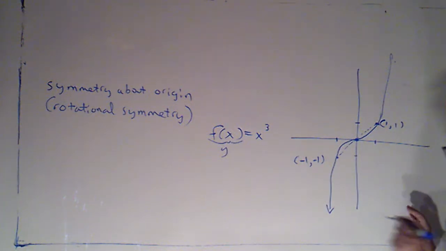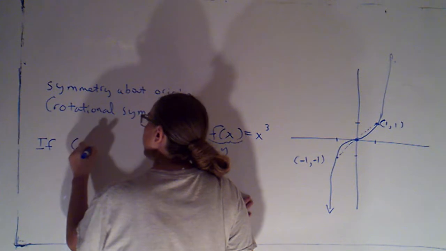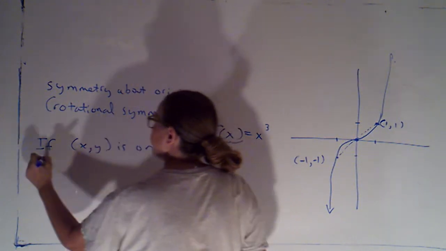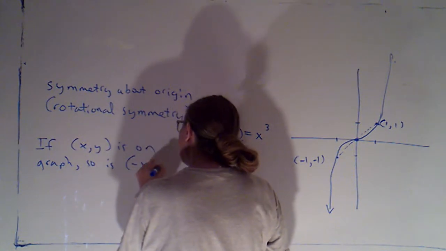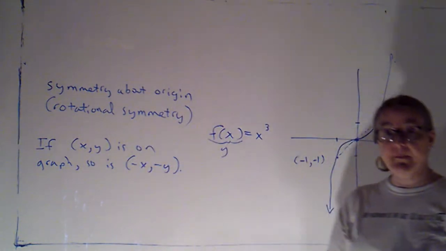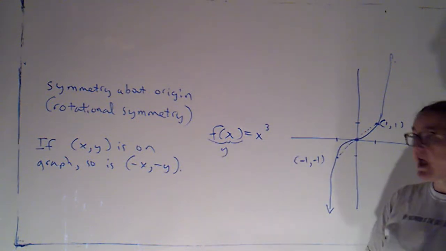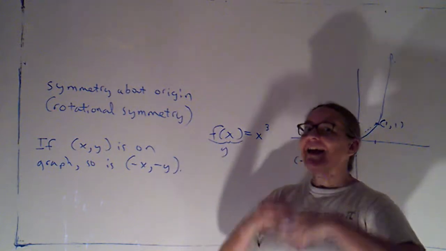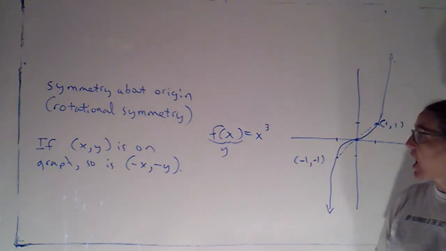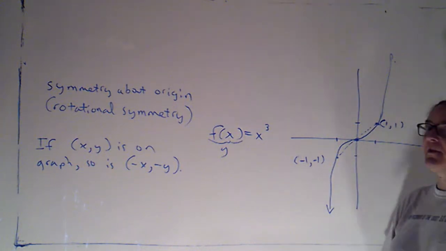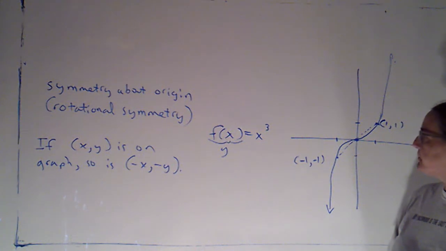And in general, for this type of symmetry, the rule is that if a point x, y is on the graph, so is the opposite of x, the opposite of y. So when we're testing for this sort of symmetry, we're going to replace both x with the opposite of x and y with the opposite of y to see whether that new equation simplifies to the original equation.